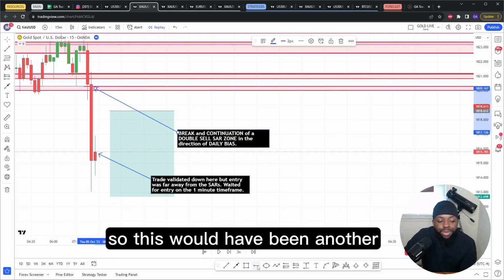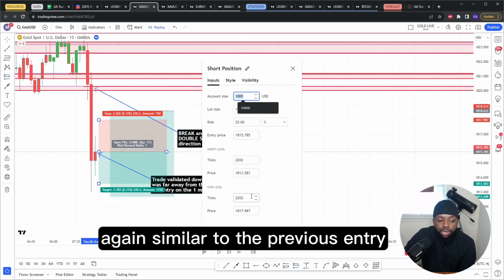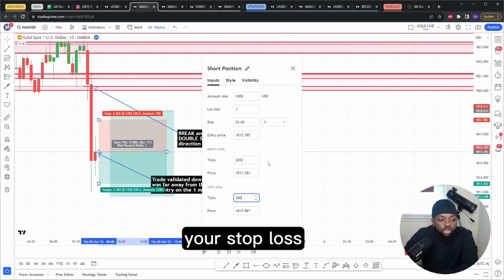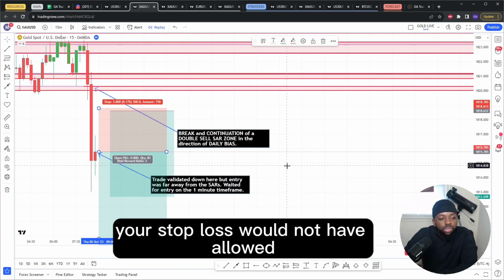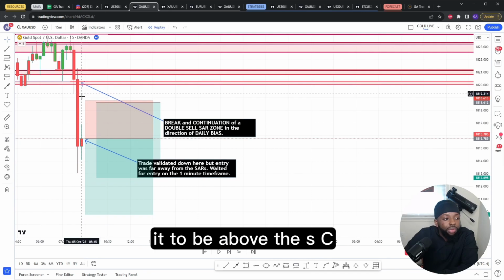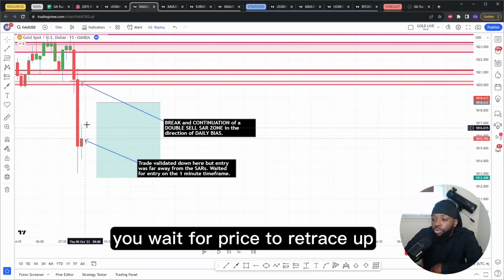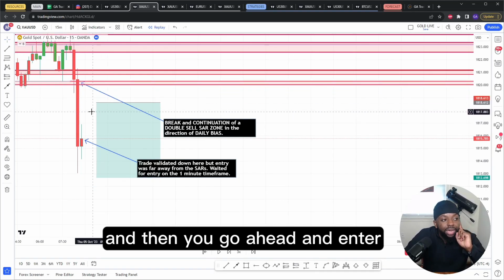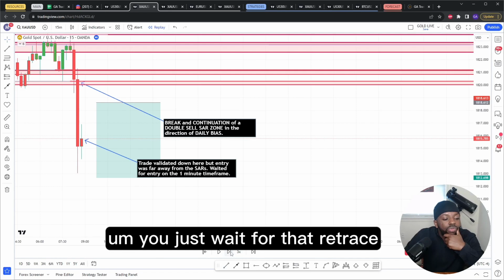So this would have been another entry that validated down here, but of course, similar to the previous entry, if you're doing a 30 pip stop loss like I do on gold, your stop loss would not have allowed it to be above the SARs you're trading. So again, same thing, you wait for price to retrace up, and then you go ahead and enter the trade. So here you just wait for that retrace.